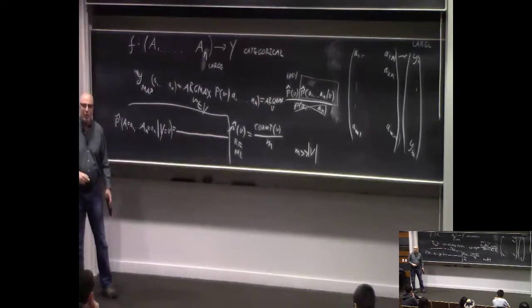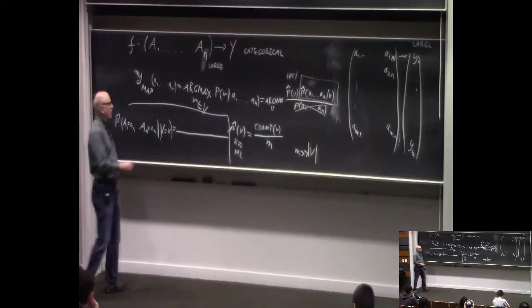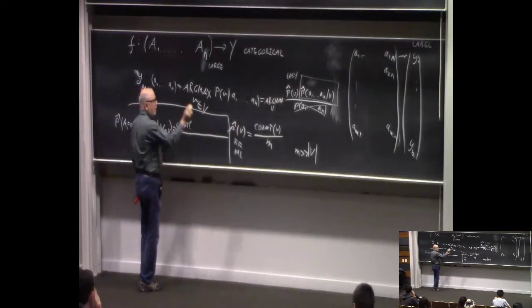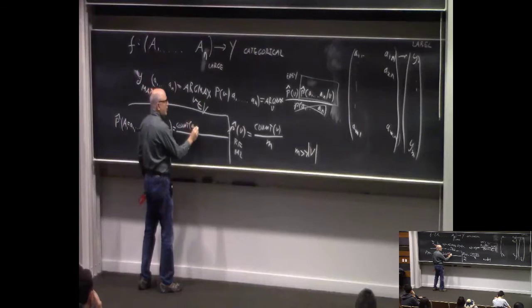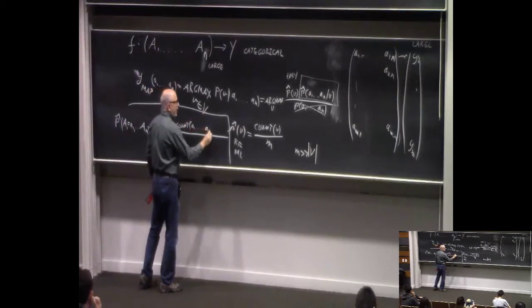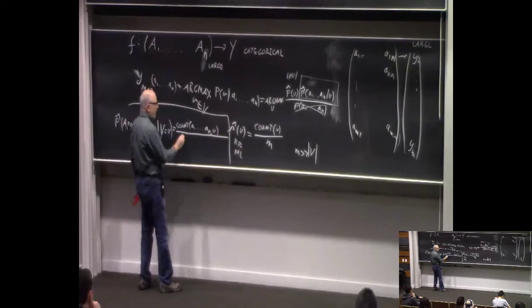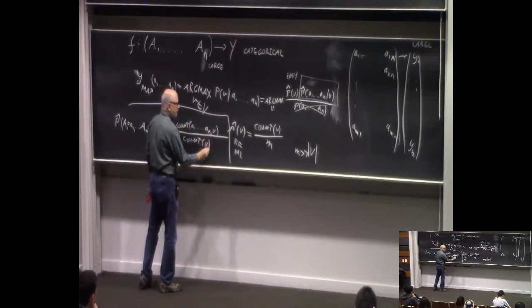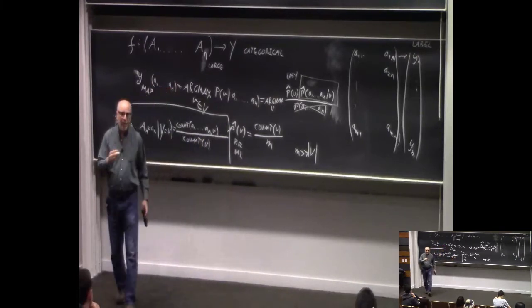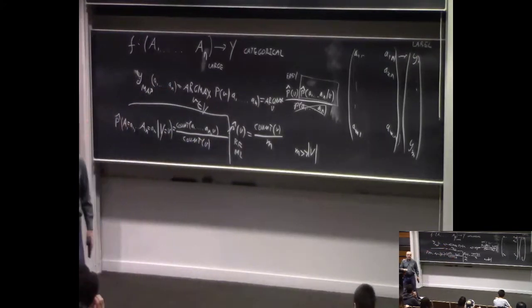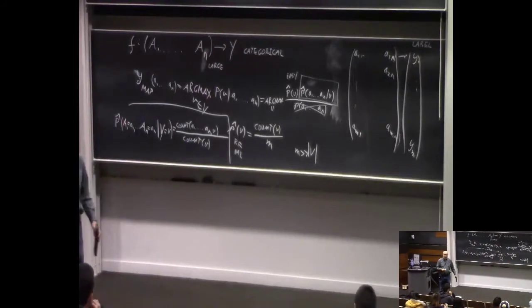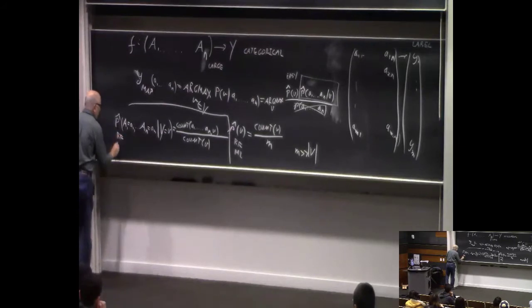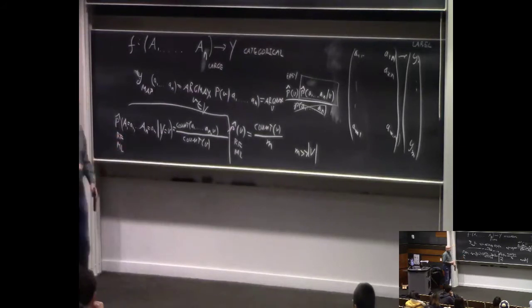We could use relative frequency, or we can try to use relative frequency here. That would be the count of how many times in my training data I saw this particular combination of A1 through AN and V, divided by the count of how many times I saw V. This is a relative frequency estimator for this part of the equation. Is it a reasonable estimator?